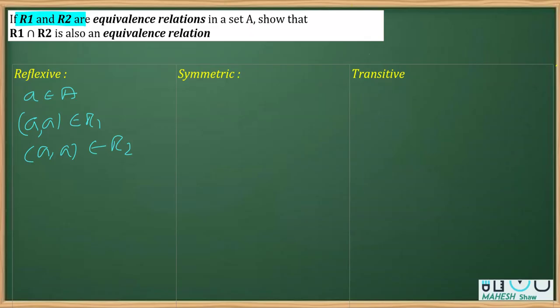Now look into this. If I find the intersection of these two, what will you say its intersection is? (a, a). So you'll say (a, a) belongs to R1 intersection R2. That's how we can say, therefore, R1 intersection R2 is reflexive. This is reflexive.